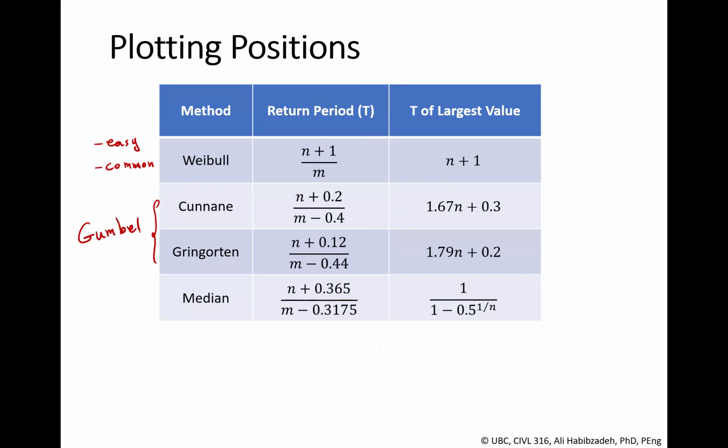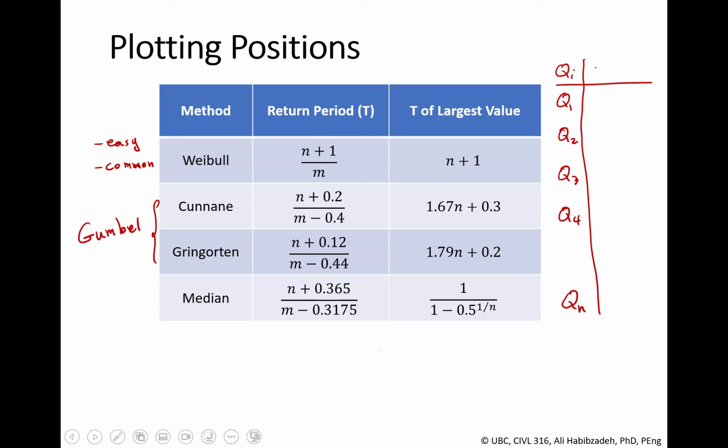So, okay, what did we do? We have a bunch of data and we said, okay, I'm going to order them. So I'm going to say I have Qi's and the biggest one is up here, Q1, Q2, Q3, Q4, all the way to Qn. So that's my flows from WSC, and I sorted them. Biggest one at the top, smallest one at the bottom. Now I'm going to assign a rank. Rank is just the row number, really. 1, 2, 3, 4, n.